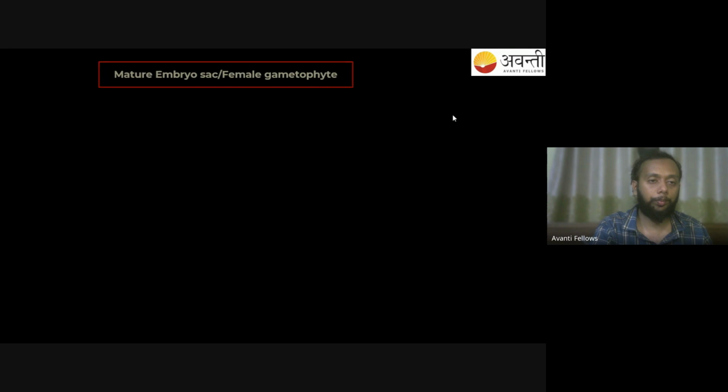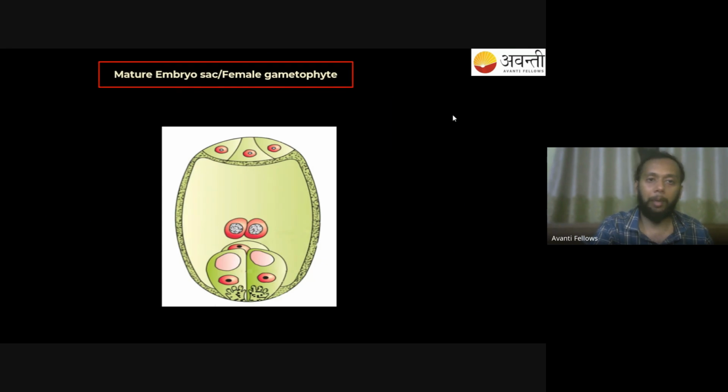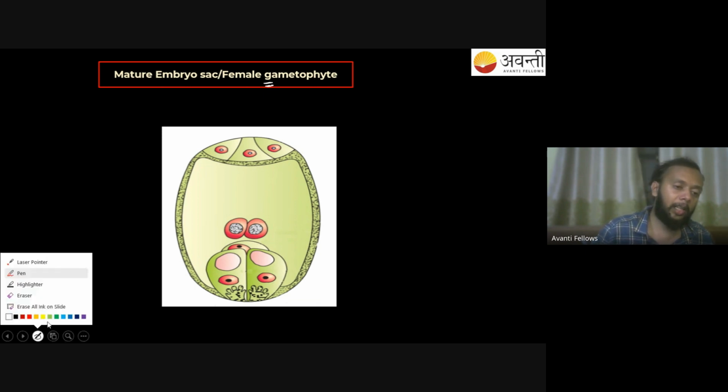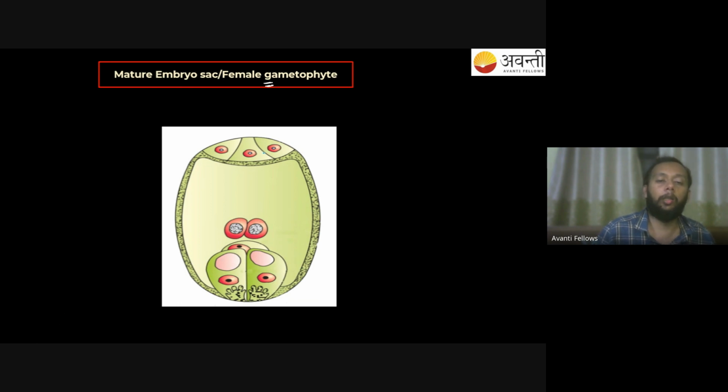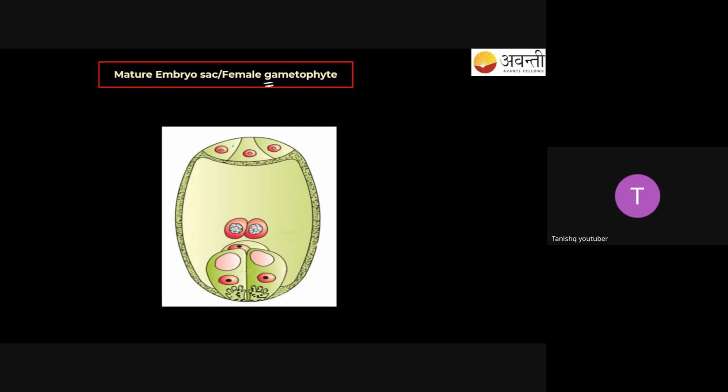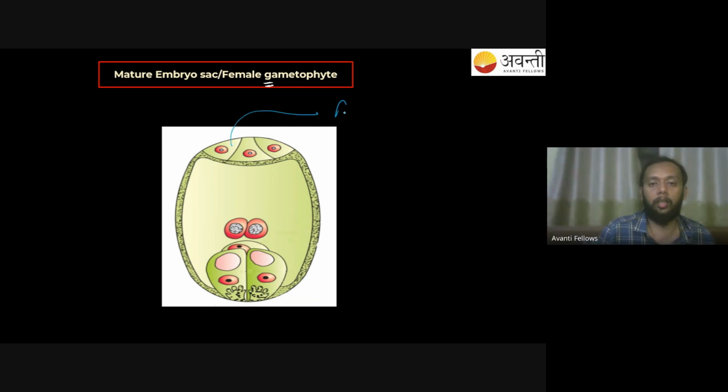Okay, now have a look. So now this is my mature embryo sac, or what you also call the female gametophyte, that has been formed, right? Now you can help me out in labeling. So Tanish, you tell me, these 3 cells at the top are called my antipodal cells. Right. These are my antipodal cells.